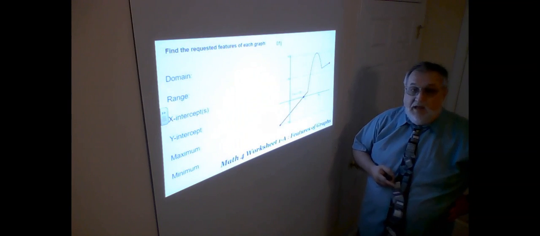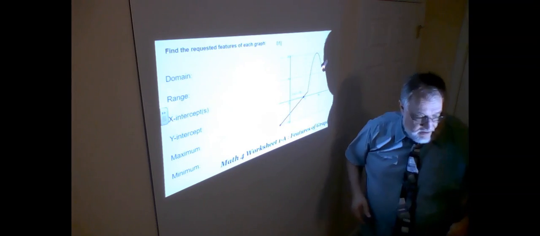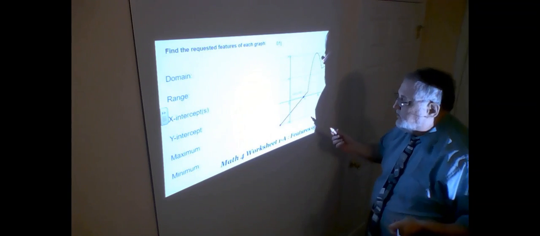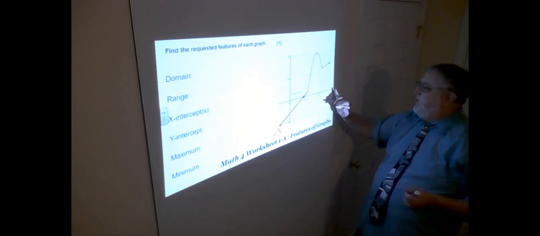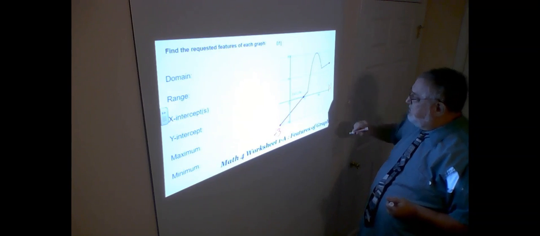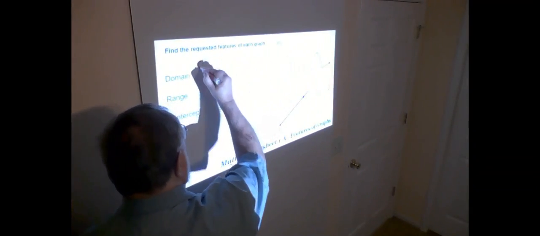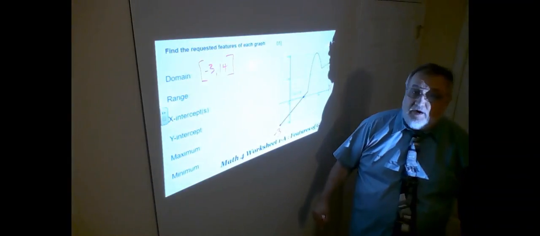Question number 1. And the good news is that the questions were consistent. It's just the graphs that changed. So let's take a look at each graph. So the domain starts where x is -3 and stops where x is 14. And because you have a point on each end, you get a bracket, -3 to 14. There is no question where it stops, so you put a bracket there.